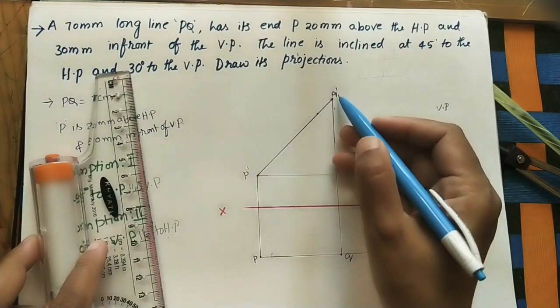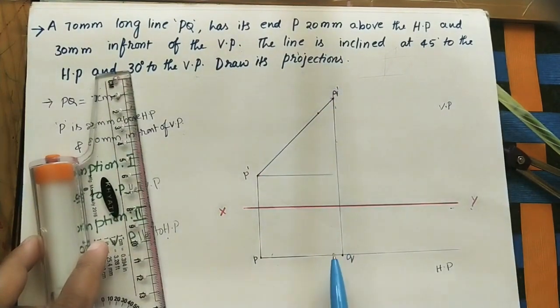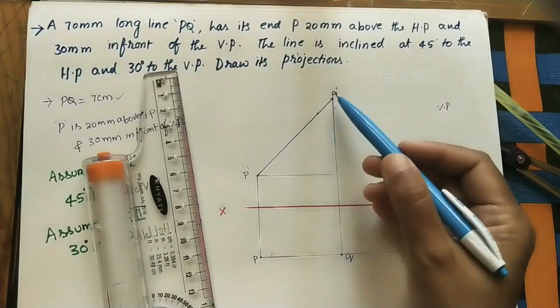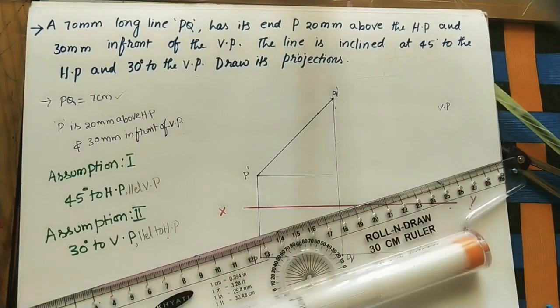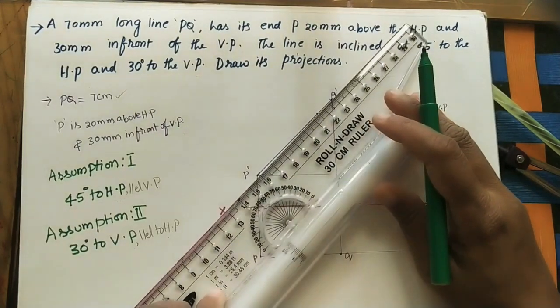In the front view we are giving names P dash Q dash. In the top view we are giving PQ. Okay, so P dash Q dash is the true length in the front view. Next I am taking in dark color.